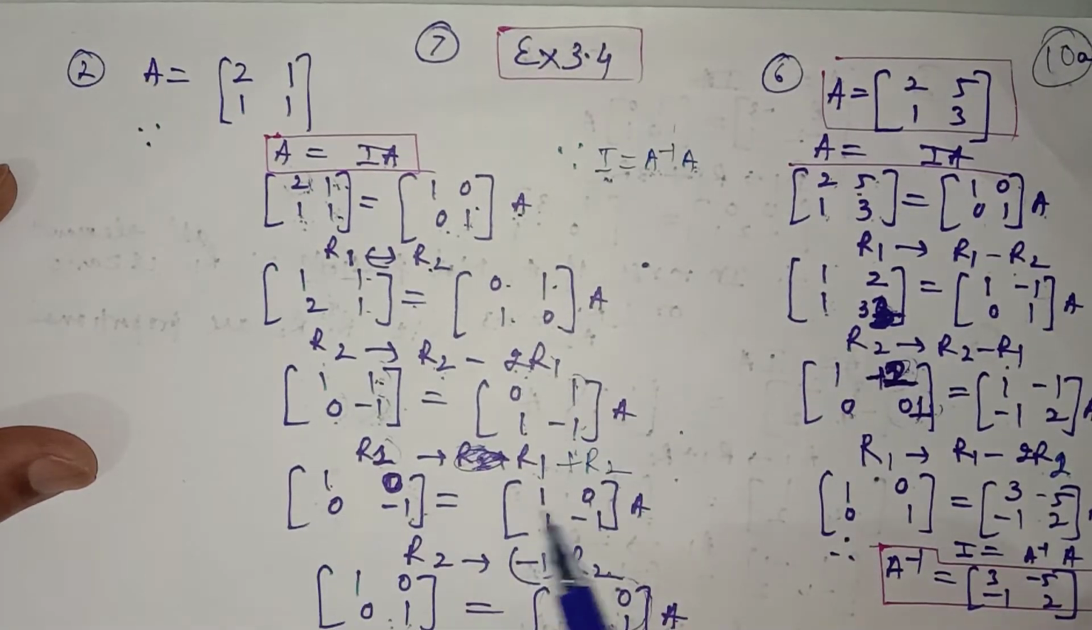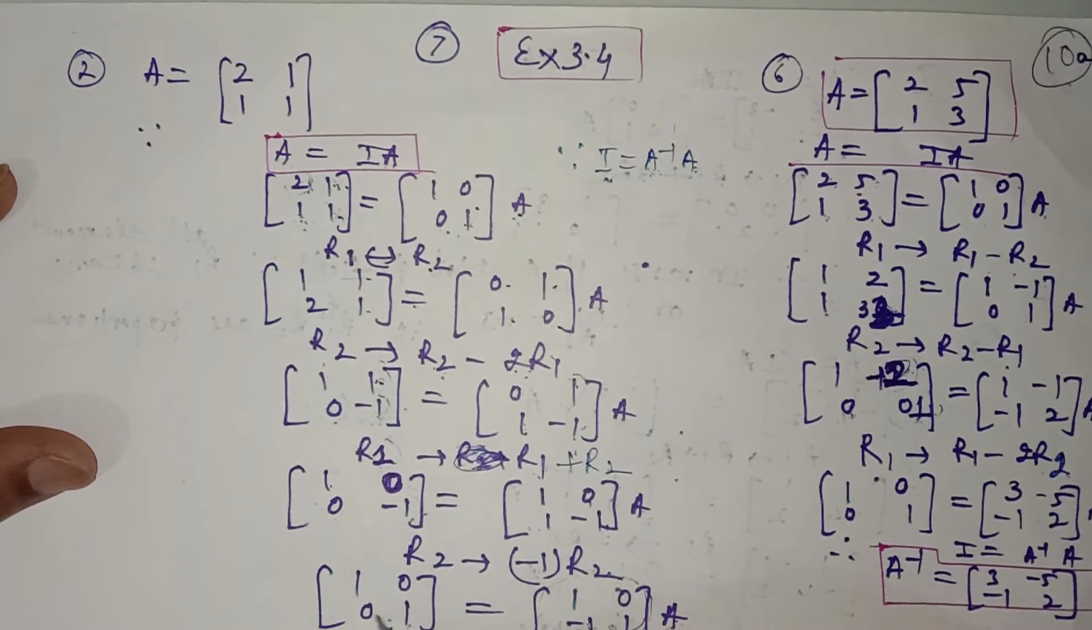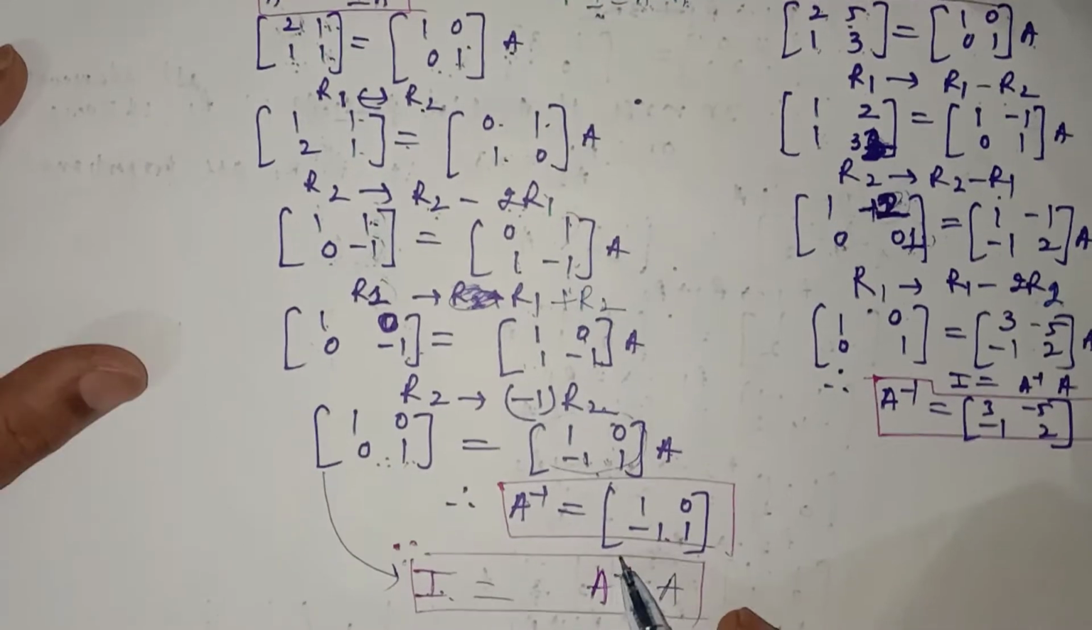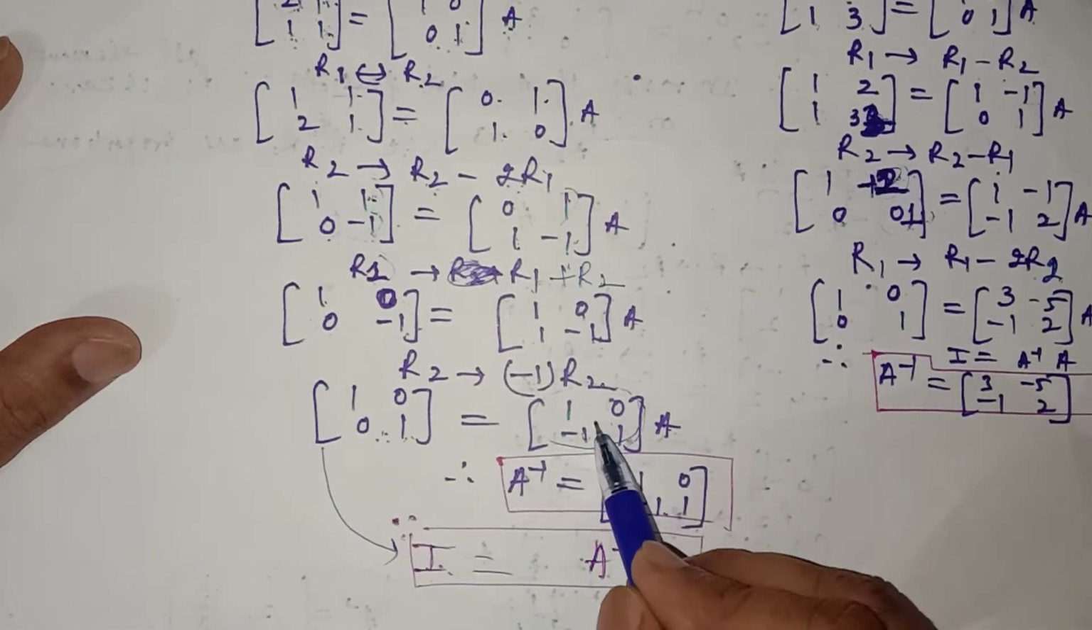Now you can multiply the second row by now minus 1. 0 1 minus 1 plus 1. You will get 1 0 0 1. So this is the identity matrix. This is A. So this must be A inverse, because I is equal to A inverse into A. Because this is I, this is A, this must be A inverse.